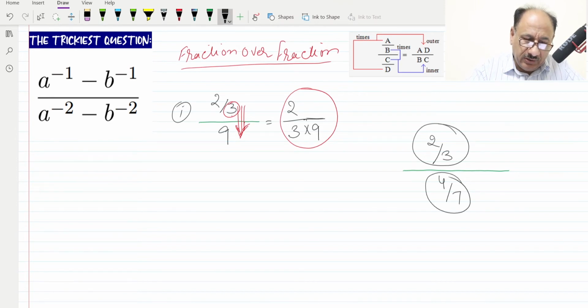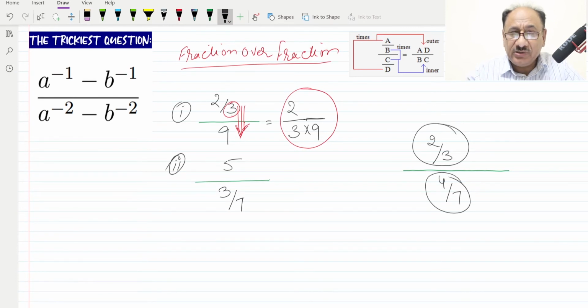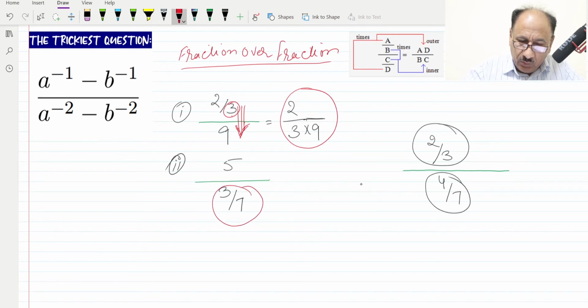The second type is if you have a numerator as it is, and then you have a main fraction like this one, and there is a fraction in the denominator, for example 3 by 7. So the numerator is a whole number but the denominator has a fraction. What you have to do is take the reciprocal. In that case you will have to take the reciprocal of this one.